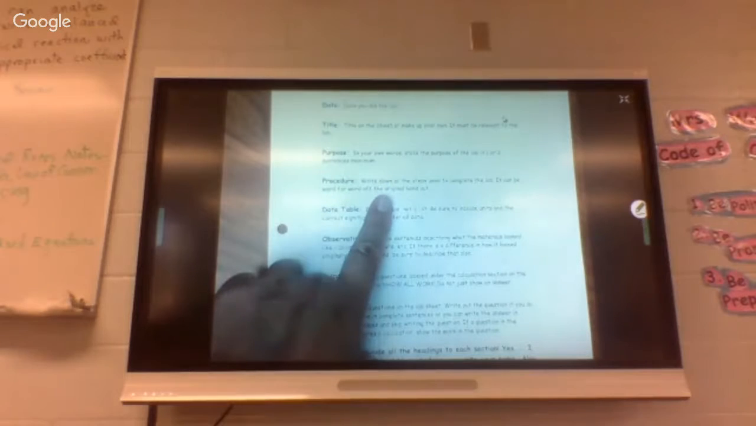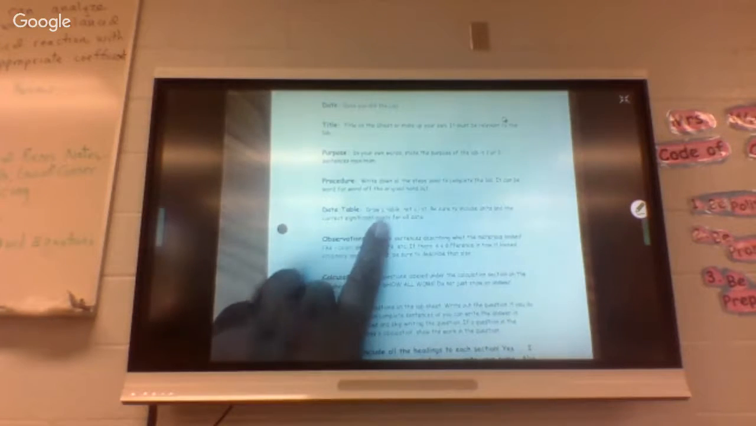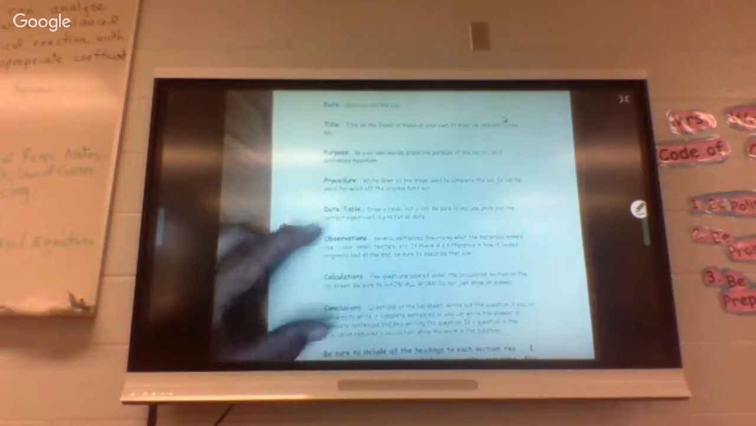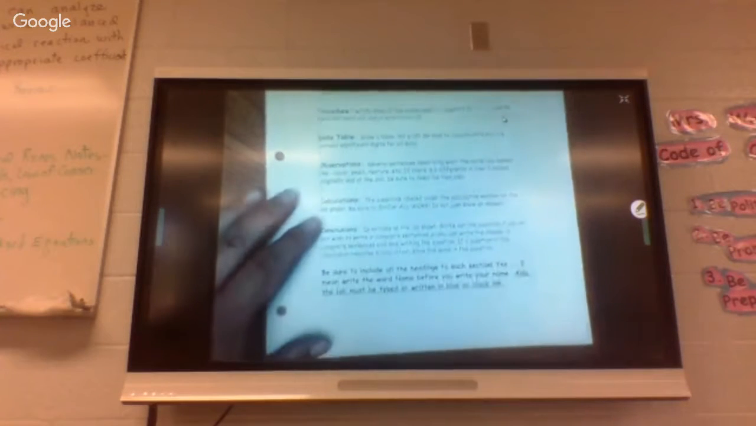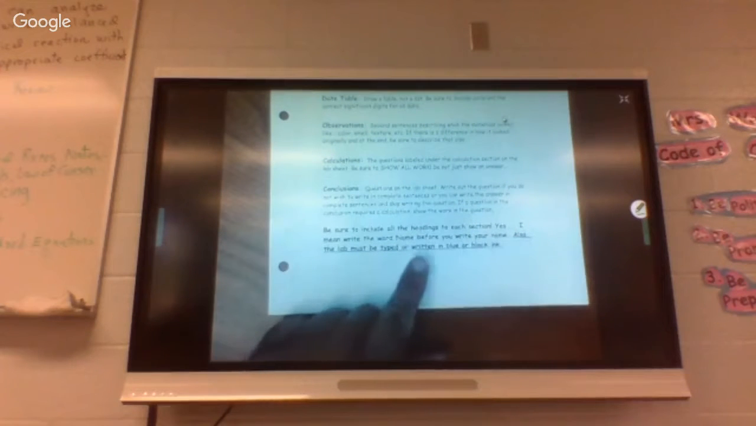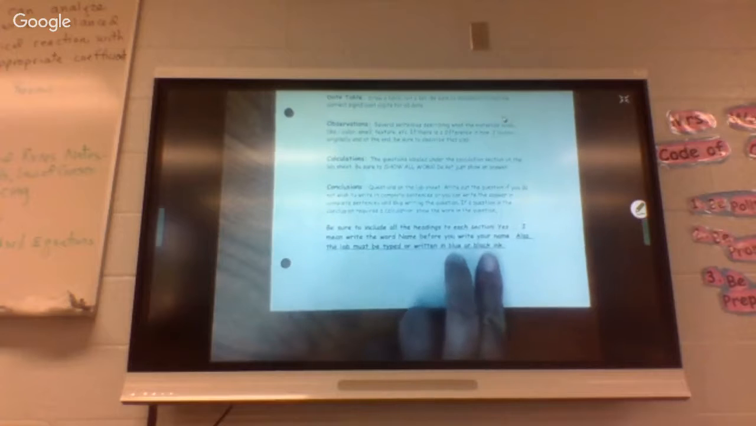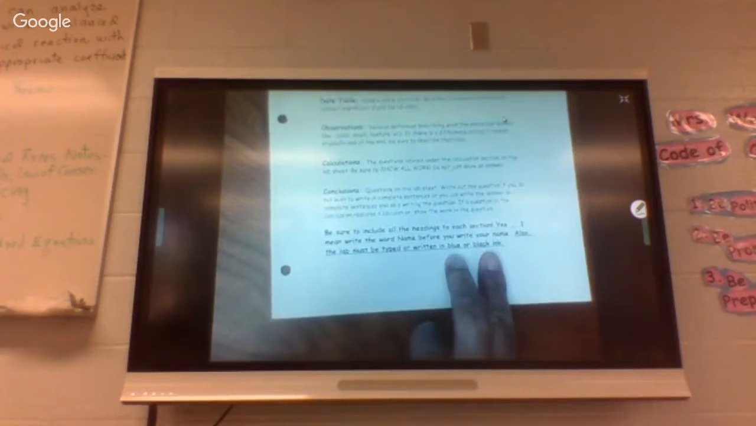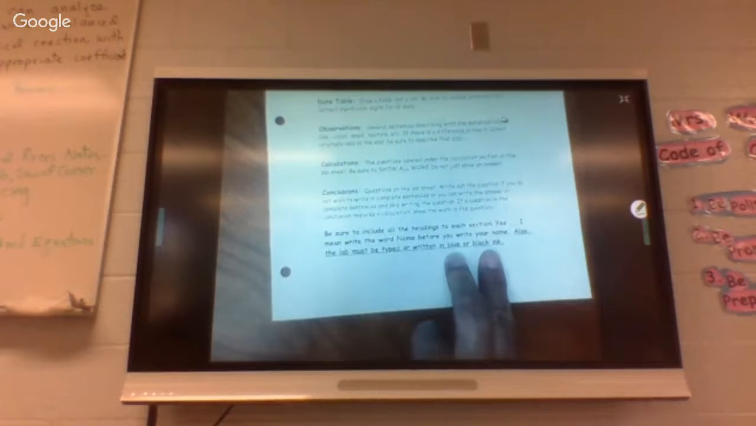The procedure you can copy word for word, steps 1 through 6, and then draw your data table. Now, you're going to fill in the data table on Friday, once you have finished the lab, and then you will do the remainder. Now, notice what I put down here in bold. It has to be typed or written in what color inks? Blue or black. If you write it in pencil or in a different color ink, it's -10.